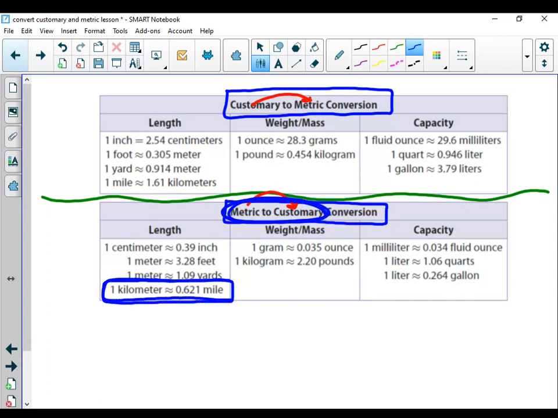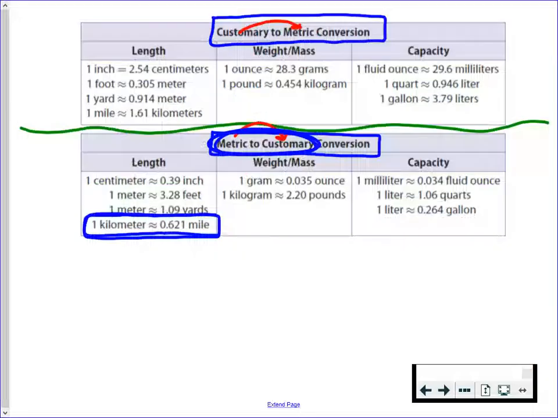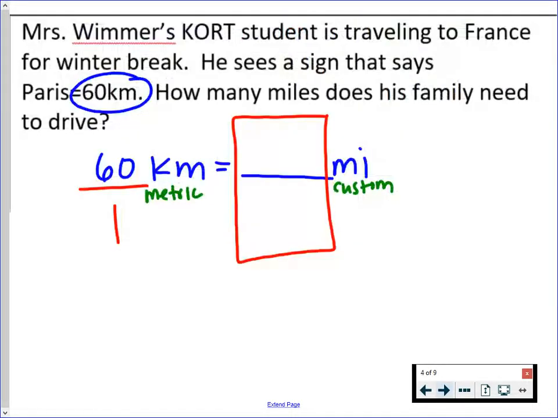So in the mile spot, I'm going to put 0.621. Unit rate, 1 kilometer.